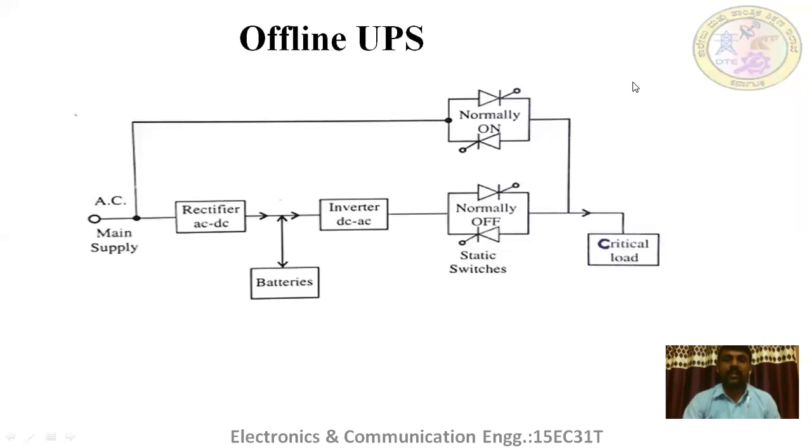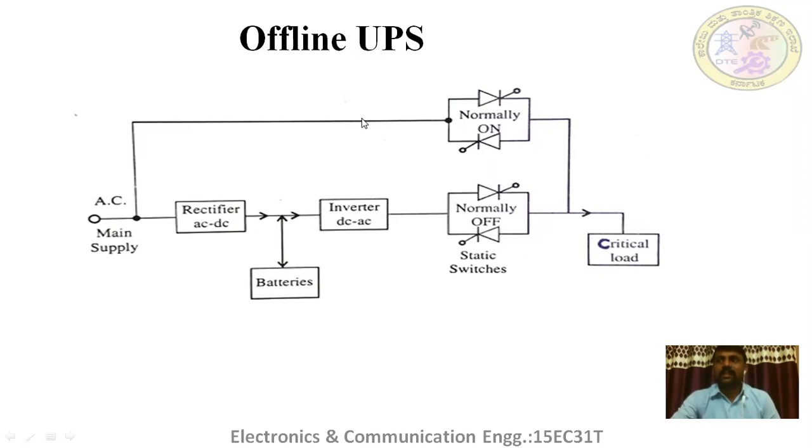Next, move on to offline UPS. This is the block diagram. See, there is an interchange of the type of static switch. That is, in the UPS line, the static switch is normally off. It is always in the off state. But on the mains side, the static switch is always on. Here also, a rectifier is used to charge the batteries, and an inverter to convert DC to AC for the loads. Let me start.